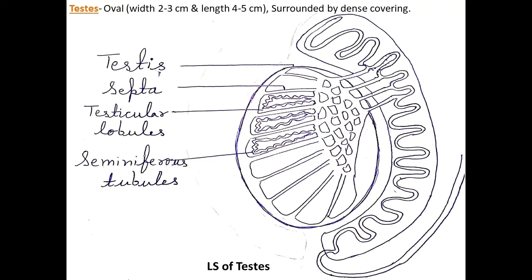Testes which are oval in shape, covered on the one side is by the dense coverings. Their dense coverage 3 in number. These 3 names is not mentioned in your NCERT. It is present opposite to Epididymis. ठीक है, later on we can take up that part. But अभी आप थोड़ा बेसिक को ही कवर करें.